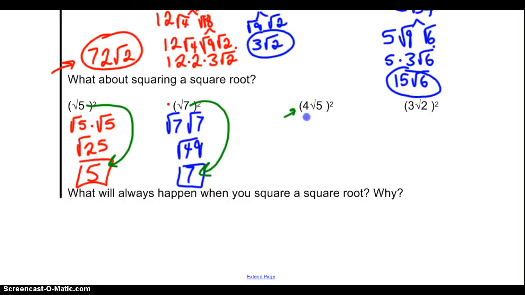So again, I'll rewrite 4 square root of 5 squared as 4 square root of 5 times 4 square root of 5. And then multiply my numbers outside the square root. So 4 times 4 is 16. 5 times 5 is the square root of 25. And then I don't really need to try and break this down because I know the square root of 25 is just 5. So I'll rewrite this as 16 times 5, and 16 times 5 is 80.